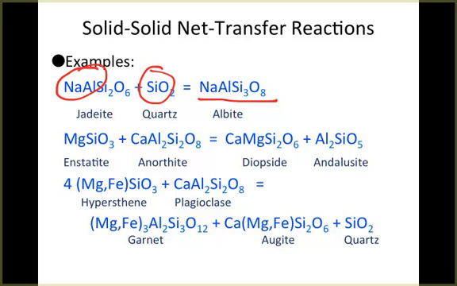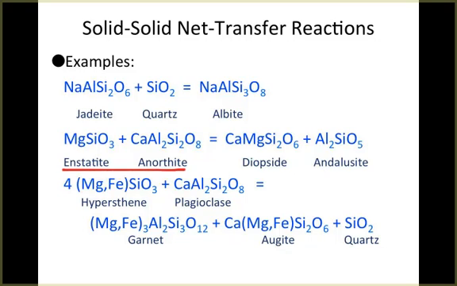And the reason the albite crystallizes at higher temperatures is because, if you remember some chemistry, it has a lower Gibbs free energy at those conditions than do the jadeite and quartz. Another example might be enstatite and anorthite, anorthite being the calcium plagioclase.